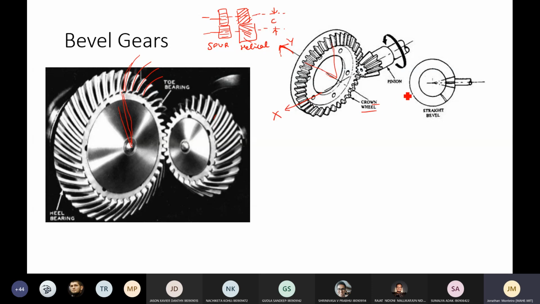This example, what you see here, is called a straight bevel. A straight bevel is where the teeth are along the radius without any curvature. Straight as though you draw a radius from the center to the outermost circumference, that is the circumference of the crown wheel. So both the pinion teeth are also straight. The crown wheel or the gear wheels, the gear teeth are also straight.